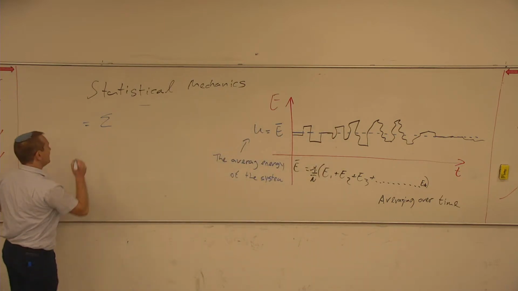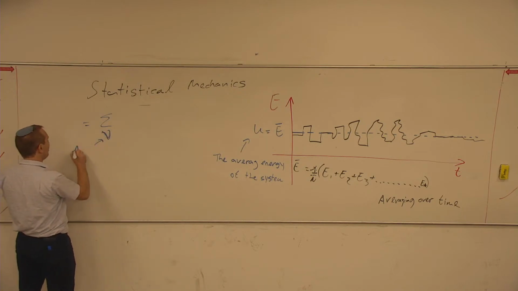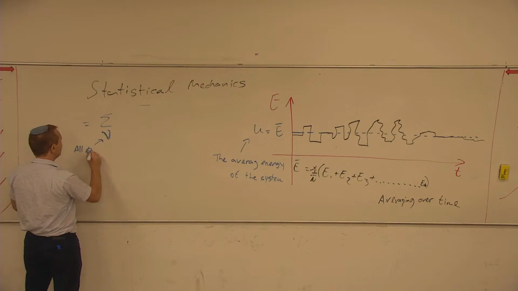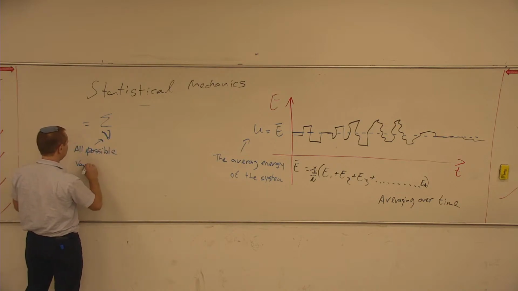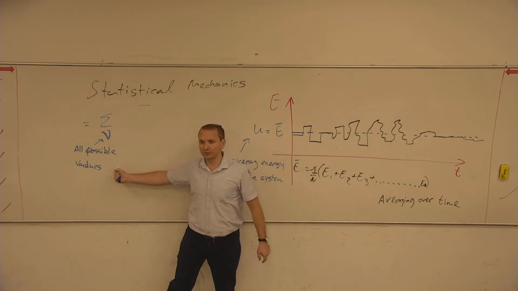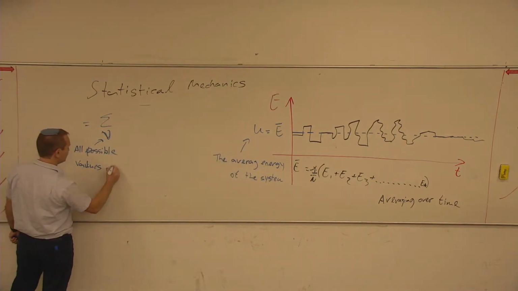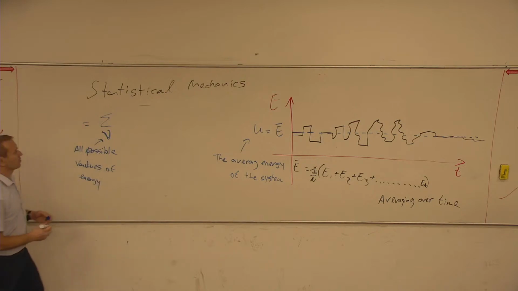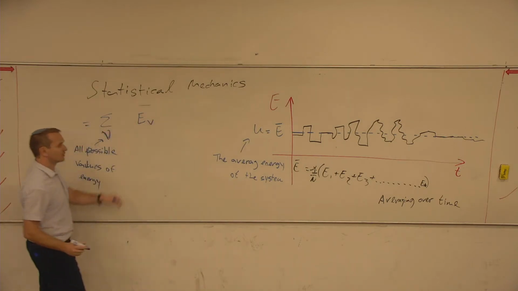I will do the following. I will measure over nu. This is the index, over all possible values of energy. This is what we do when we measure energy. Okay, this is what I want to do. All possible values of energy. So this is E nu, right?